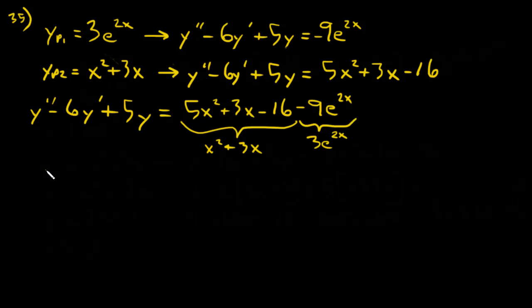So the particular solution is just going to be this plus this. So x squared plus 3x plus 3e to the 2x. That is the particular solution for this non-homogeneous part. So if I have the differential equation with a non-homogeneous part that looks like this, I can just build that up using the individual particular solutions. So this one is the x squared plus 3x, and this one is the 3e to the 2x.